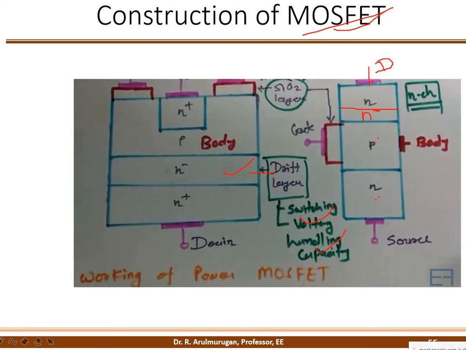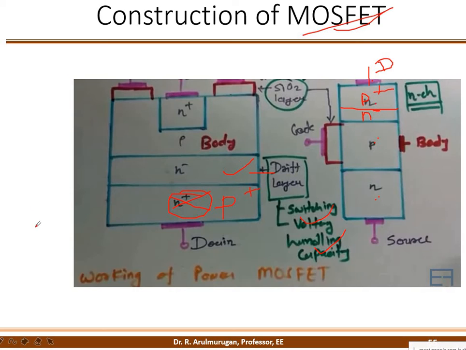What is the IGBT? It is similar. This N plus is connected to the drain. It is replaced with P plus. That's all. So N plus is replaced with P plus. This is called the IGBT.